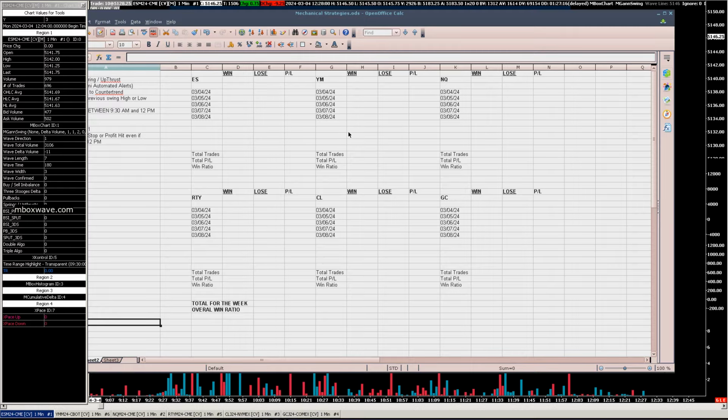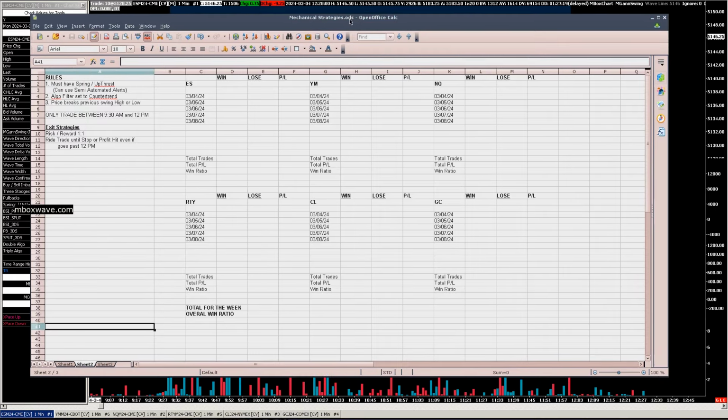So I'm going to be looking at a full week like we did last time. I'm going to be looking at last week, March the 3rd till March the 8th. So that's Monday through Friday of last week. And last time I looked at ES, Dow Jones, and Nasdaq. This time I'm going to add Russell, crude oil, and gold to show more data. Here again, I have the rules and the exit strategies, and off we go to get started.